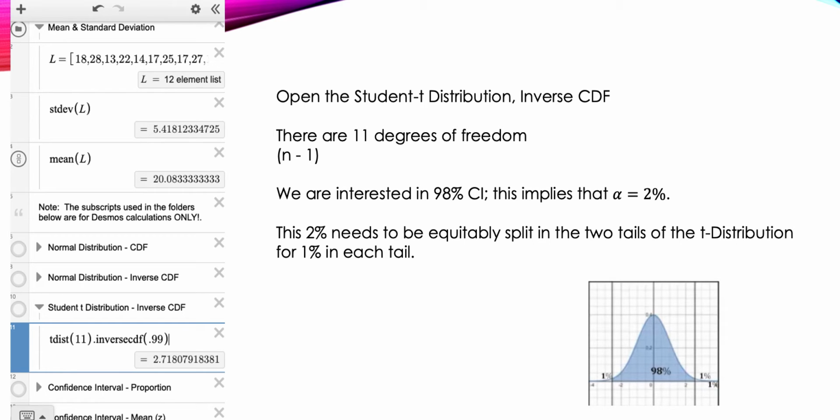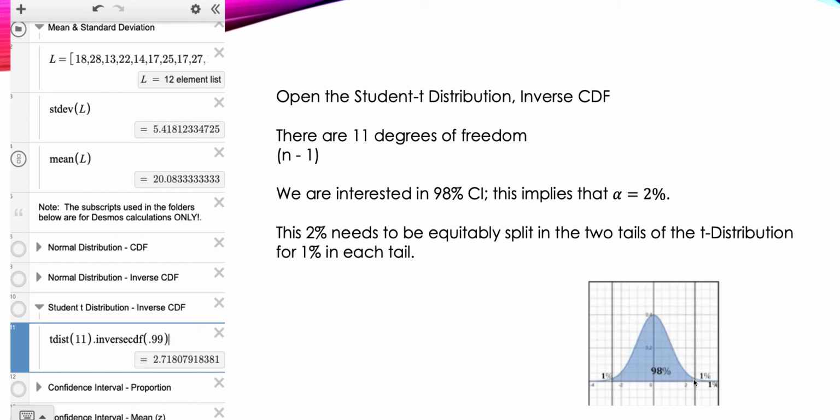To find the appropriate t-distribution value, or the value for t, we need to know that there are 11 degrees of freedom. That comes from n minus 1. And we are interested in that 98% confidence interval. That means that the alpha value is split equitably in each of the two tails, or that 2% is split so that there is 1% in the upper right tail and 1% in the lower left tail.